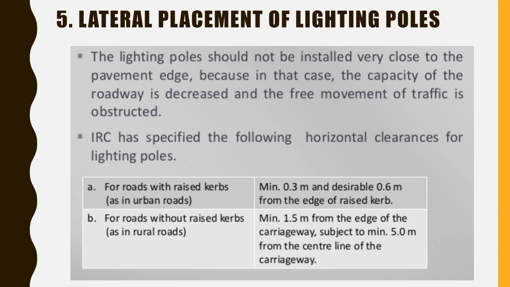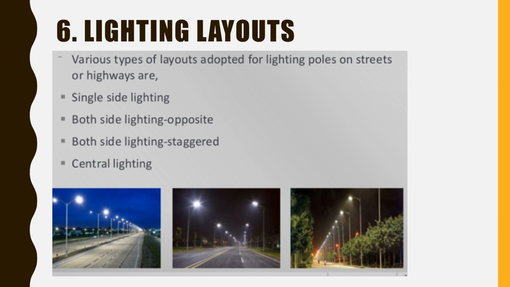Now next, let us move to the last point, number 6, lighting layouts. Various types of layouts are adopted for lighting poles on streets or highways. They are generally 4 types. Single side lighting, that is, lighting is provided on one side of the road. This is done for narrow roads, as you can see here.